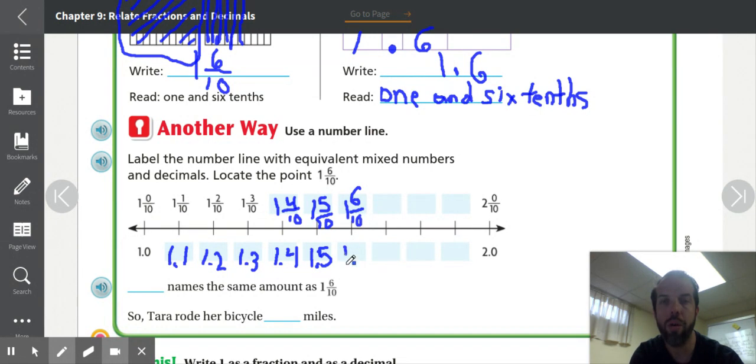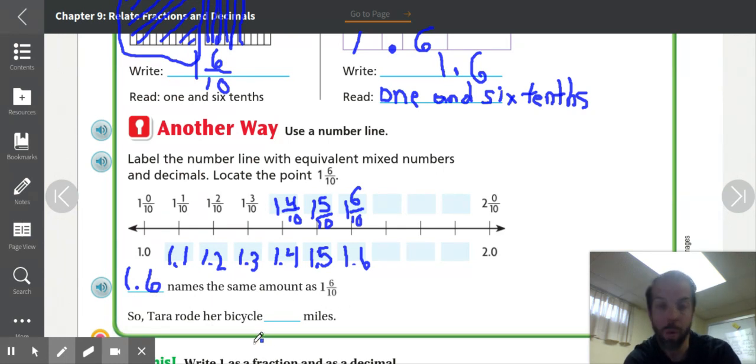Okay, so I would put my whole number 1, decimal point, and then the 6. How would I read this? Well, 1 is my whole number. Decimal point, we always read it as and. 1 and 6 tenths. That's the place value that we're ending on. So we can say 1 and 6 tenths names the same amount as 1 and 6 tenths.